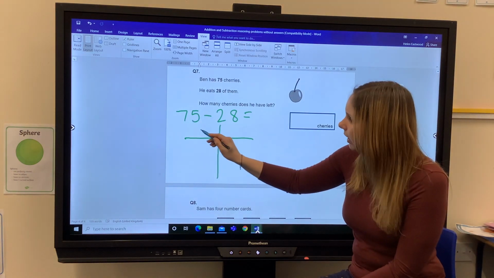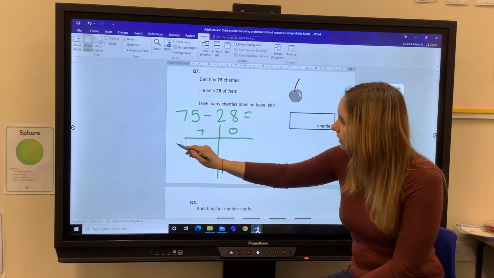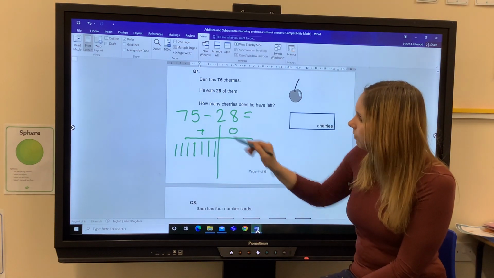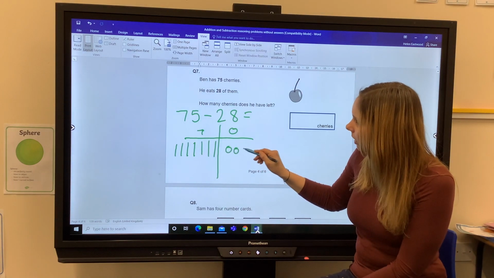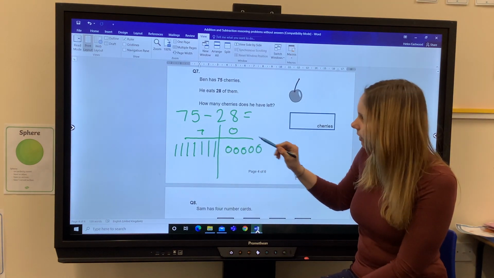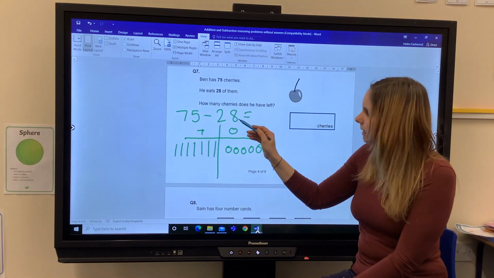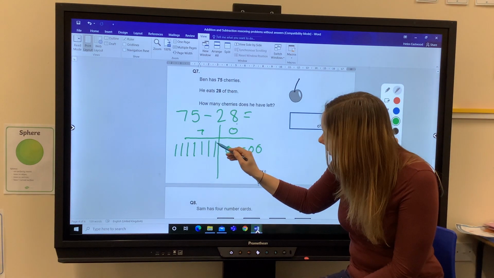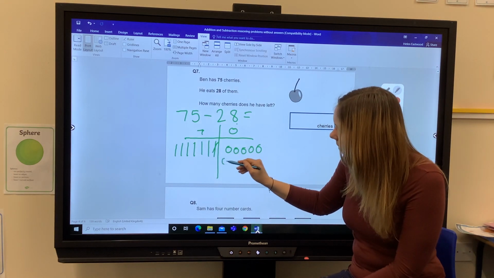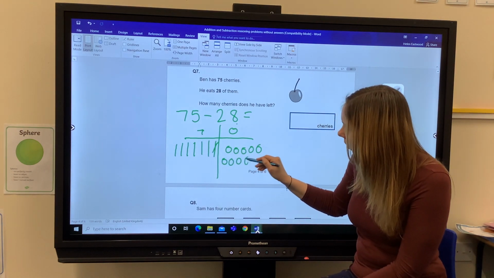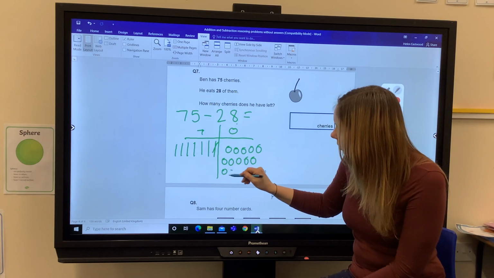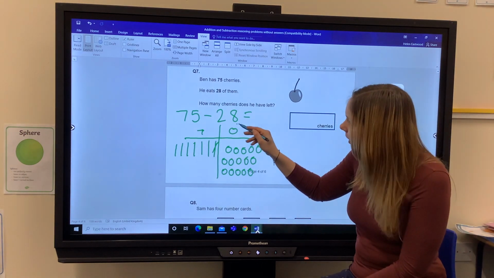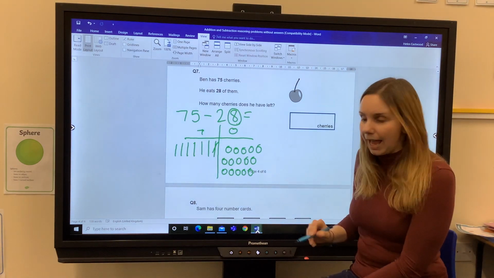Put the 75 in. 10s, 1s, 7 10s. 1, 2, 3, 4, 5, 6, 7. 5 1s. 1, 2, 3, 4, 5. Now you need to take away the 28. I don't have 8 1s, but we can change that 10 stick for 10 1s. 1, 2, 3, 4, 5. 1, 2, 3, 4, 5. There's my 10 1s. Now I can go back, subtract my 8.